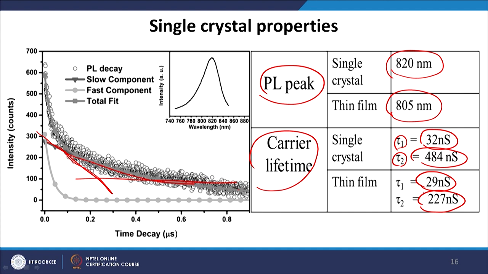But the lifetime is different in case of a thin film than a single crystal, or in case of a polycrystalline material compared to a single crystal. And also the fluorescence peak is different. So what does it mean? The radiative recombination lifetime, or the radiative recombination, is different in these two cases. So this is directly related to the trap states or the defect states in the systems. As we claimed in the beginning, perovskite single crystal has a smaller number of trap states or defect states in comparison to a polycrystalline counterpart, and that can be proved by doing this experiment.